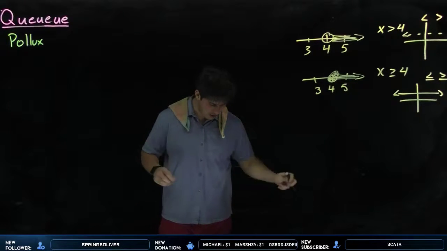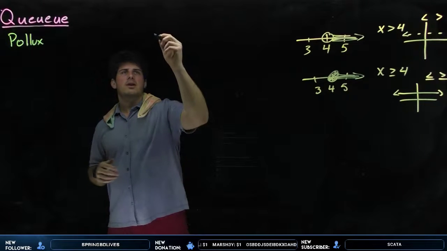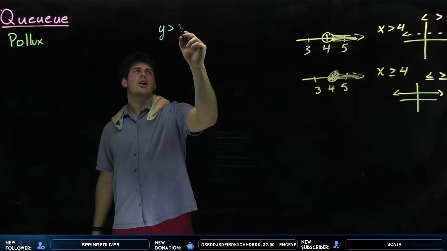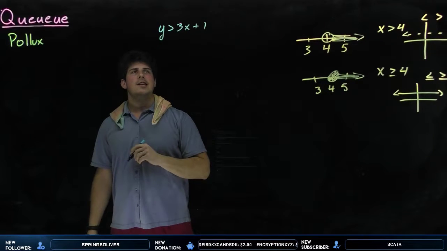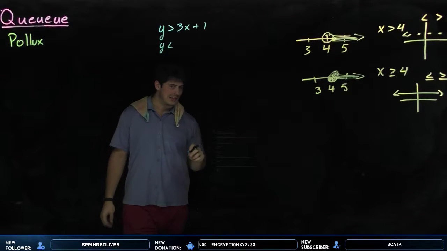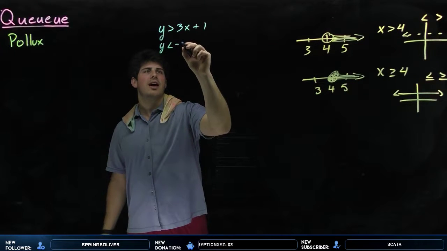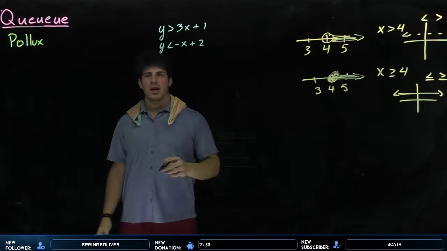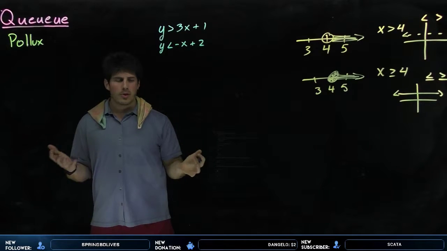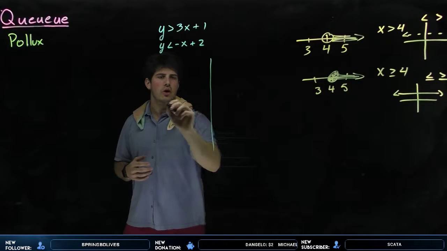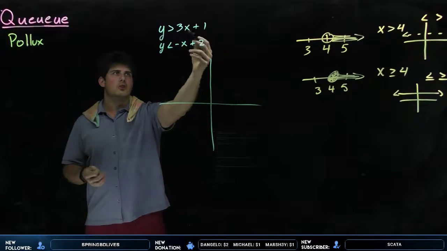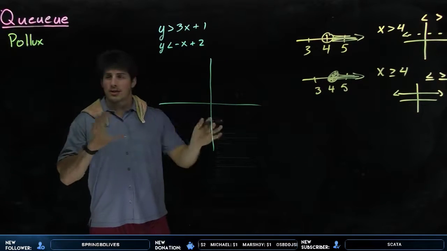If I were to have, let's make it a little simple here, y is greater than 3x plus 1, and y is less than negative x plus 2, how would I do this? Why does greater than or less than come into this? How does that affect how I draw this? Do I draw it like I would just a normal equation? Because they're kind of lines, right? This is slope-intercept form. Does that matter? Yes and no. We'll get to that.